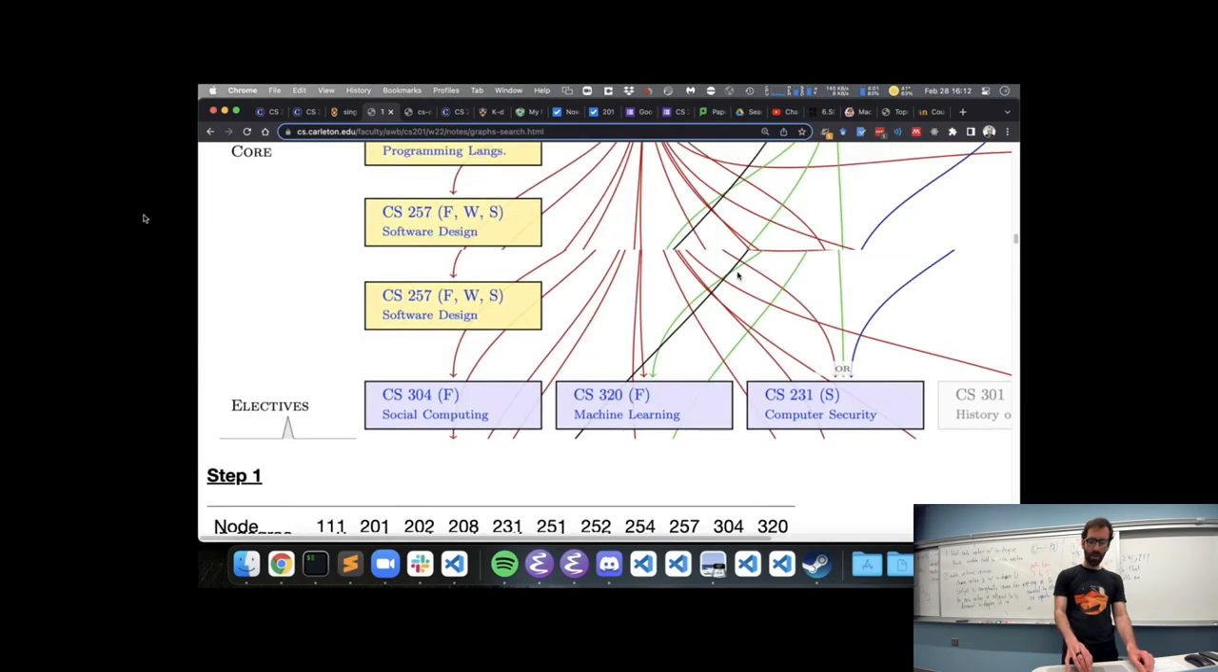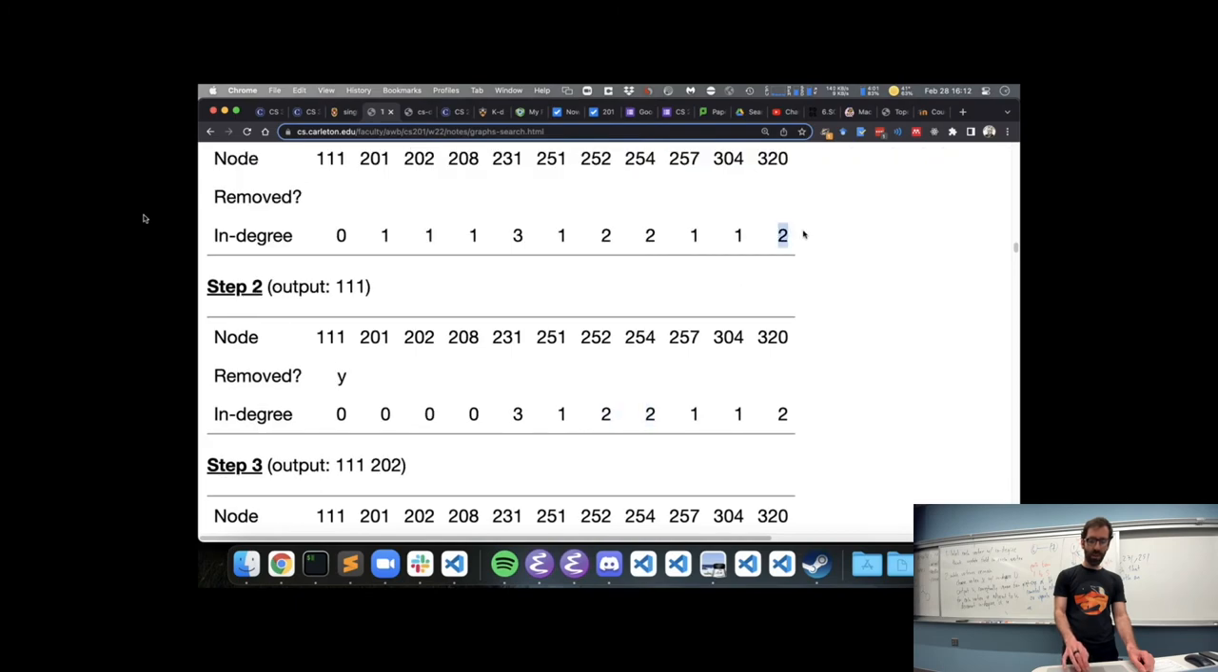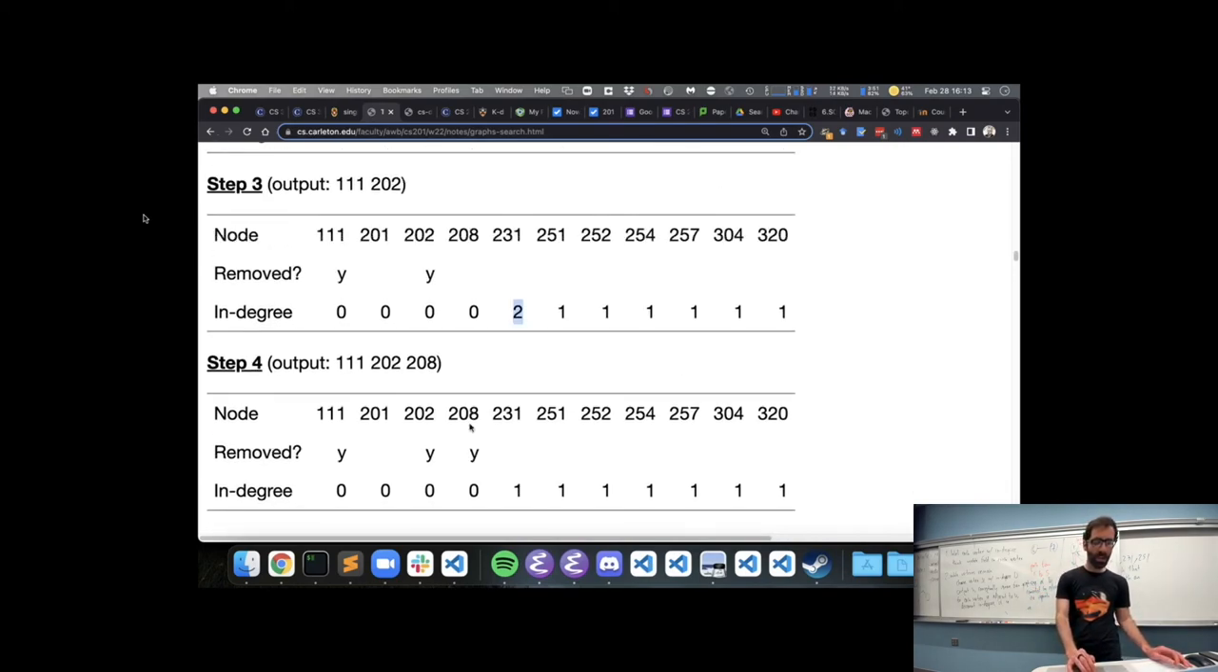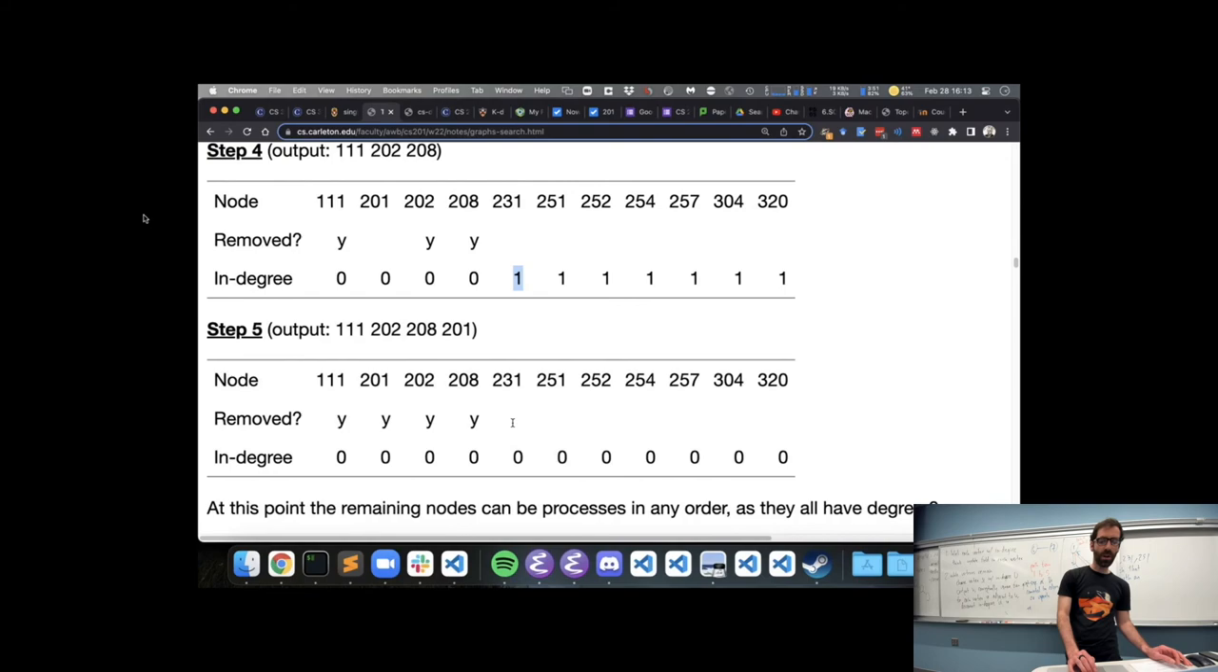Which was... So 320 should have gone down to 1. That is, oh yeah, here we go. That has gone down to 1 here. And 231 has gone from 3 to 2. And so we would just continue choosing another 0 in-degree node, maybe 208. Subtract 1 from the only course it leads to, 231, and so on and so forth.